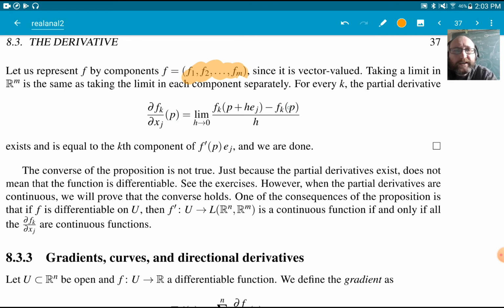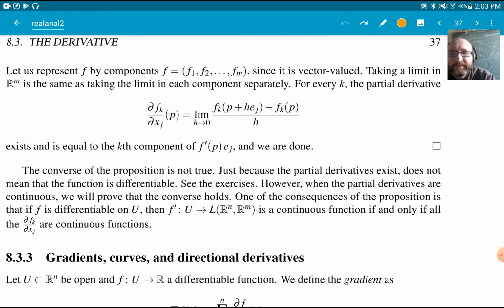we get that this limit exists, because we know that the limit existed when this was f, not f_k, but now we can just take the components. So that means that this thing exists, and that's the partial derivative, by definition. The partial derivative is precisely this limit if it exists. Now we know that it does exist, so that's what it is.